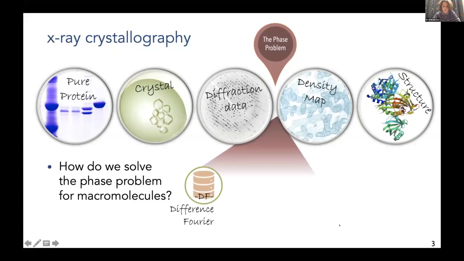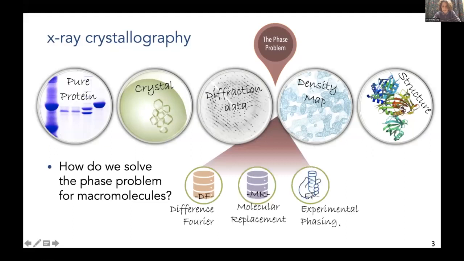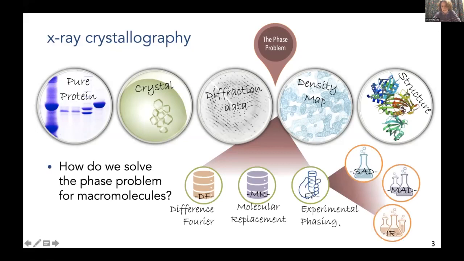I'm going to talk about 3 methods, difference Fourier methods, MR, and experimental phasing. And I'm further going to divide experimental phasing into 3 types, SAD, MAD, and isomorphous replacement, the family of isomorphous replacement methods. Now, if you know what I'm talking about, that's fantastic. If you don't know what I'm talking about, then they're just categories for experimental phasing, and don't worry about it too much.